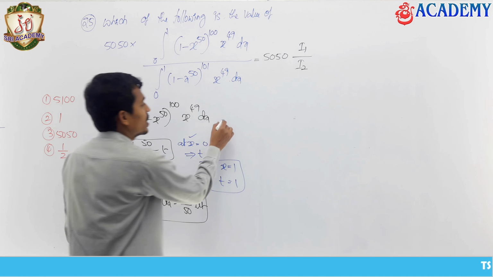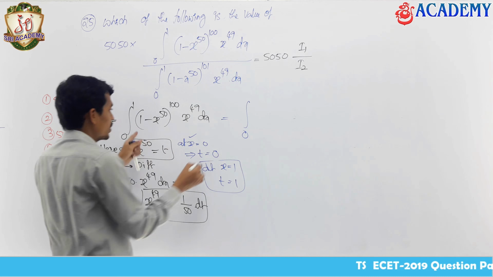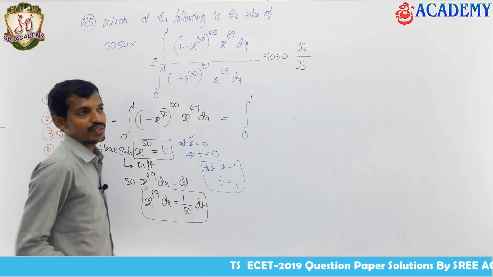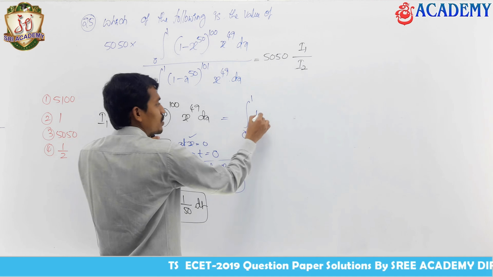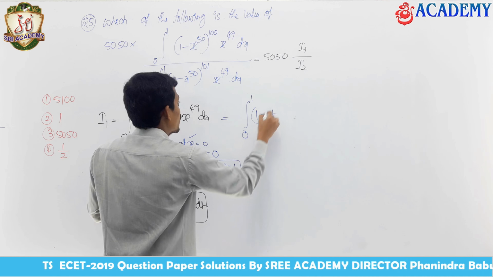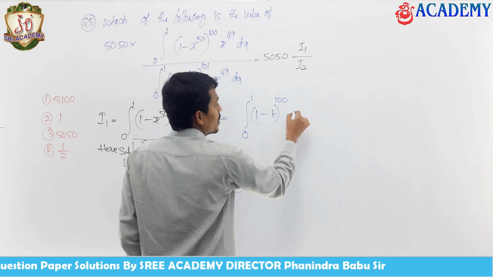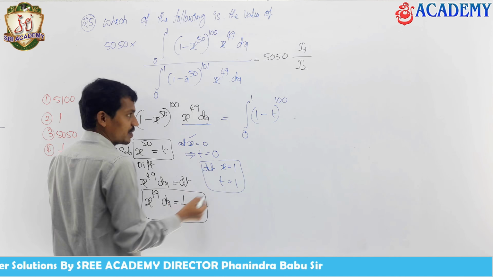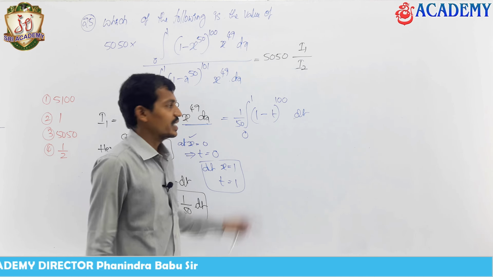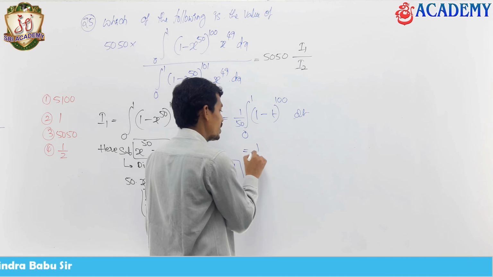If you substitute here, indirectly the integral from x equal to 0, t equal to 0, we are modifying the total x terms into t. Here x equal to 1, you will get t equal to 1. 1 minus x power 50. X power 50 is nothing but t, whole to the power of 100, into x to the power of 49 dx equal to 1 by 50 into dt. It is in the form of (ax plus b) whole to the power of n integration, that is 1 by 50.